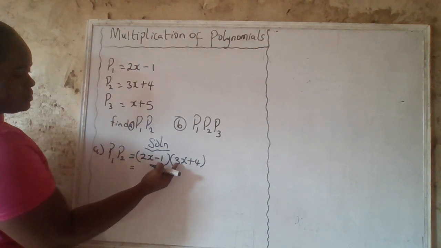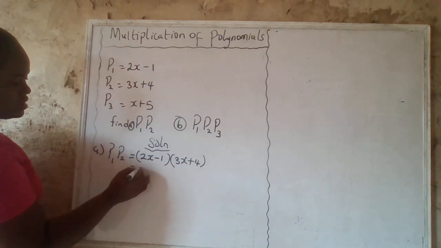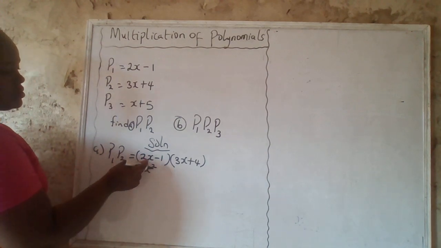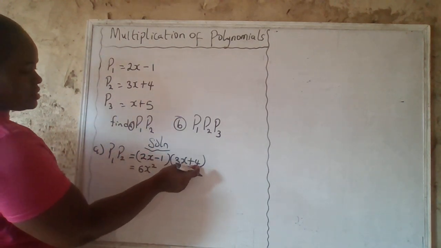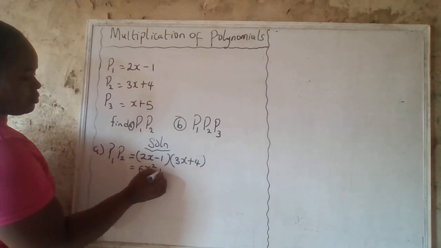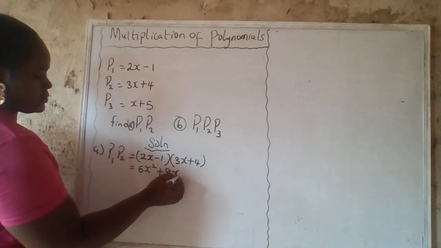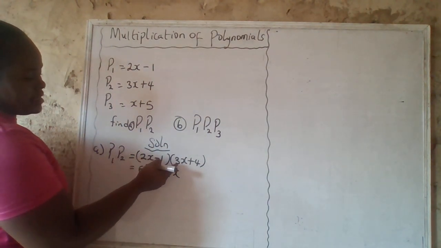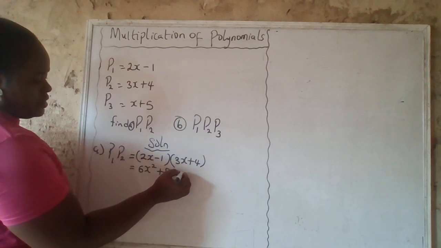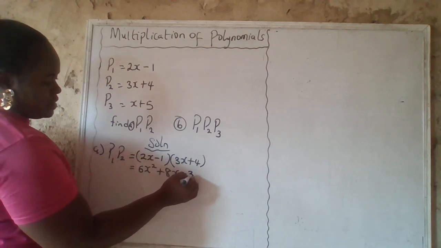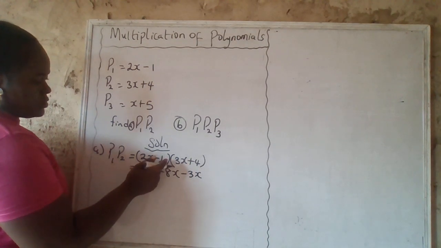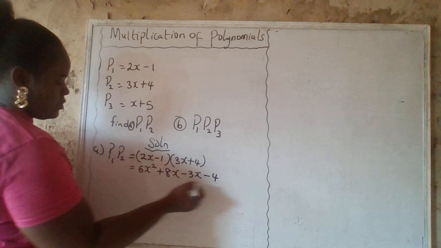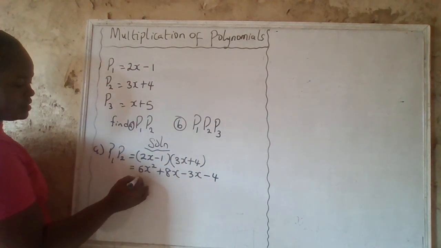2x times 3x will give me 6x squared. 2x times 4 will give me plus 8x. Again, minus 1 times 3x will give me minus 3x. Minus 1 times 4 will give me minus 4. And as simple as it is, we are done.